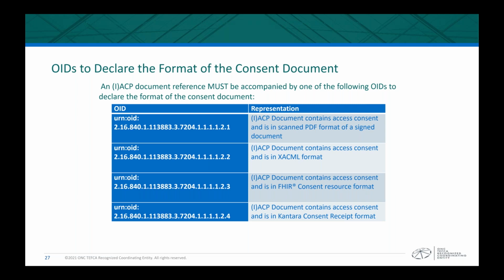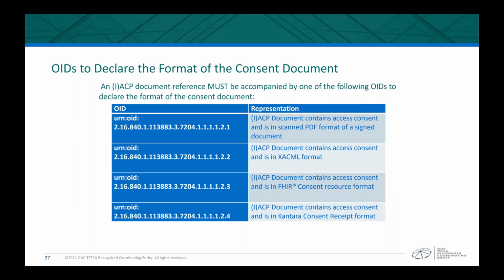Now, we picked these three formats because these are the ones that are out there most, whether it is in XACML, the FHIR consent resource, or Kantara's consent receipt formats, or of course just a scanned PDF, which may require a human being to look at it. But all of these will be made available. However, whether it is for a single instance or it is a blanket access consent policy, these need to be at least considered as part of the data release information when it has been declared that one is available.